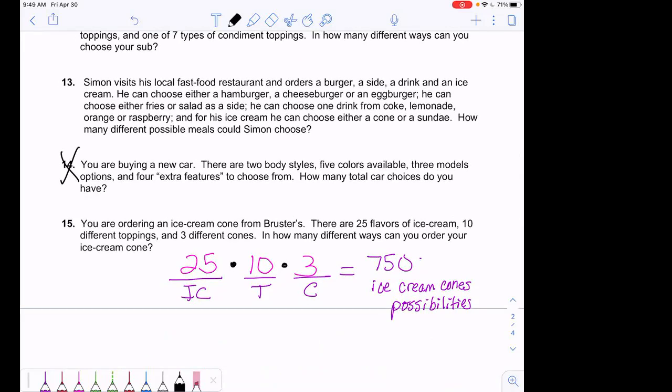Simon visits his local fast food restaurant and orders a burger, a side, a drink, and an ice cream.